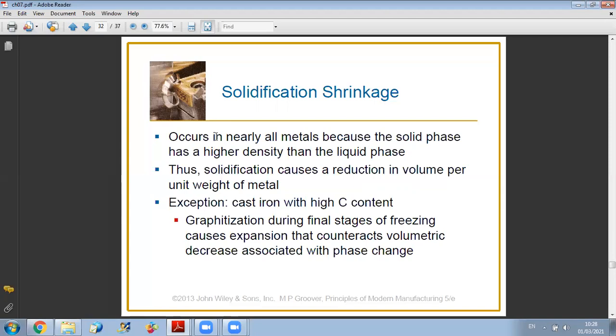And in general, it is a good strategy to use graphite in casting because we will reduce the shrinkage effect. So we can do the graphitization process during final stages of freezing, which can cause expansion that counteracts the volumetric decrease associated with phase change. So graphite is characterized by expansion when cooling; this is an exception. This is why we say that if we do graphitization during the final stage, this means that we add to the carbon content. This will lead to a reduction of the shrinkage effect.